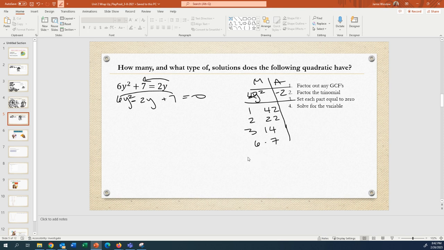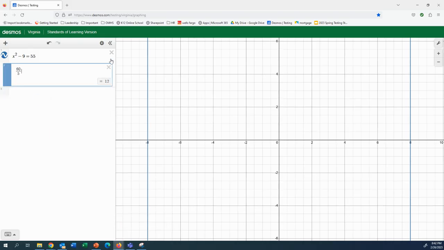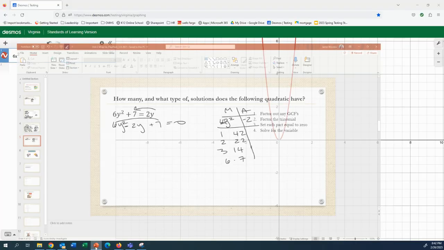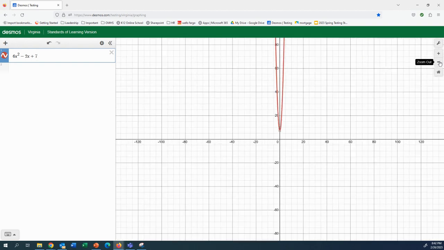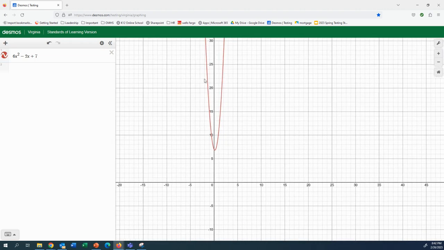Let's graph this one and look at it. Okay, let's see. Squared. Remember, we have to use x's because that's what the calculator likes. Minus 2x plus 7. All right, let's zoom out. Okay. So you can look and see that this is not touching the x-axis at all.